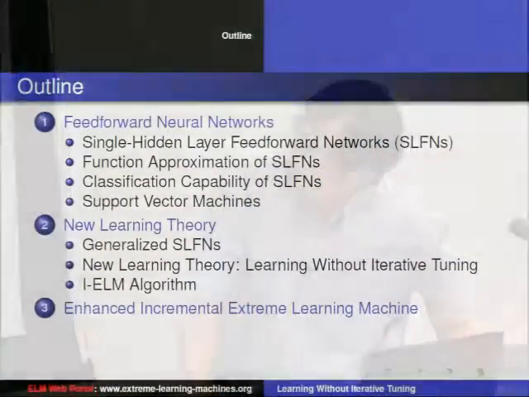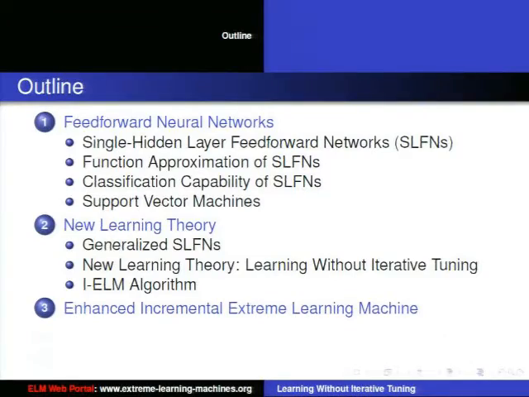And then we talk about it, because during this I-ELM, the network architecture looks big. So then we talk about enhanced incremental ELM, so we can get a more compact network. This is very important for some applications which may have very large data sets, and the network architecture could be very large. So using this method, we reduce the network size.